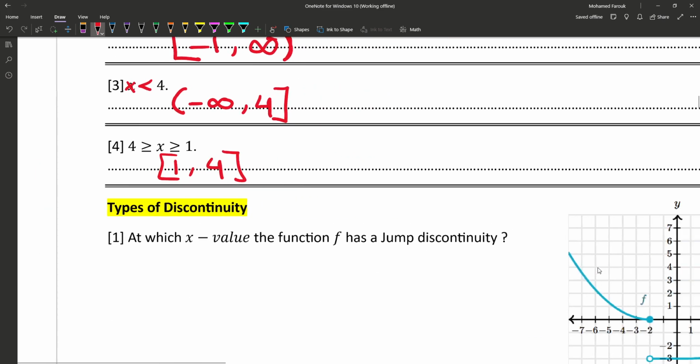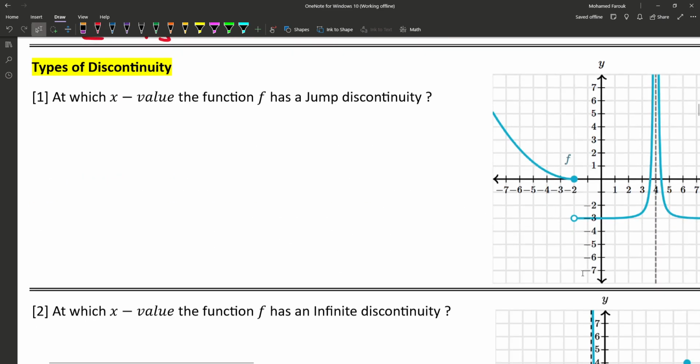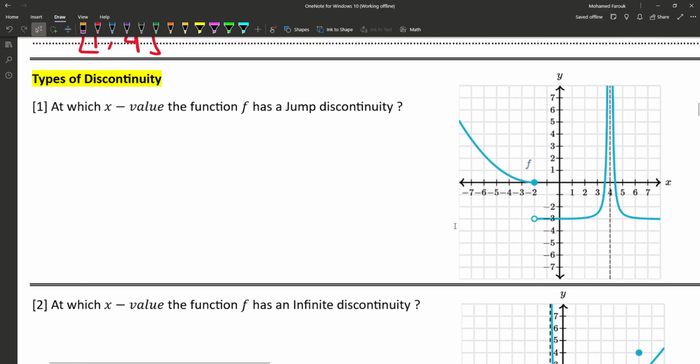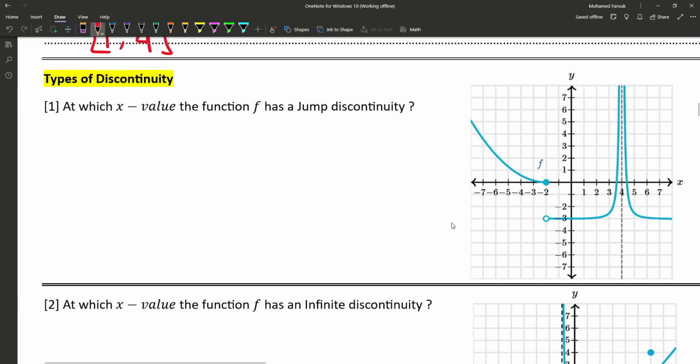Okay, next part, types of discontinuity. Actually, you have 3 types of discontinuity. At first, this curve, it's continuous. If I cut it in 2 parts like this, this one is discontinuous. We have this type of discontinuity.